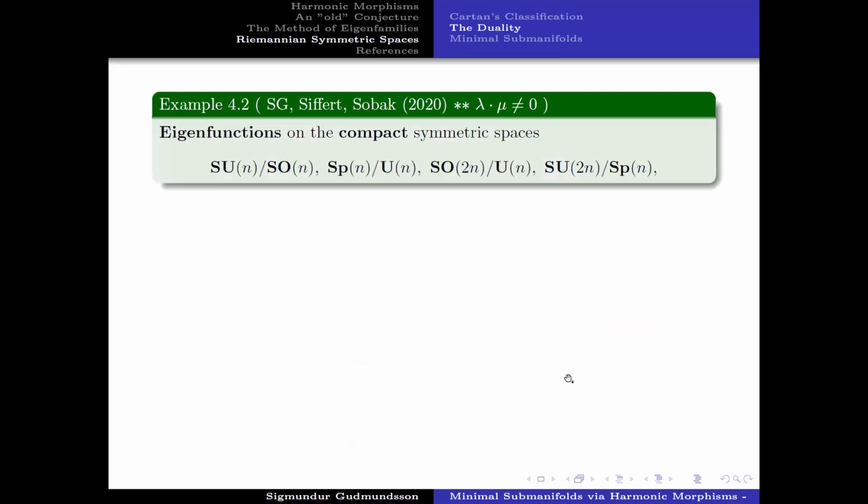So with this at hand, I worked with Siffert, who is a professor in Münster, and Sobak, who was a master student of mine. I wanted him to stay in Lund, but we didn't have money, so he left for Siffert in Münster. Now he is a postdoc in Vienna. So we found eigenfunctions, just like I described in this example here, in all these cases.